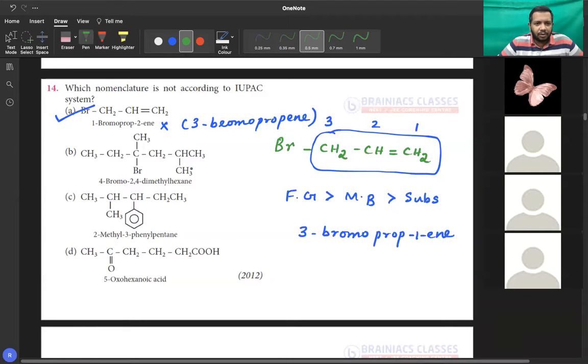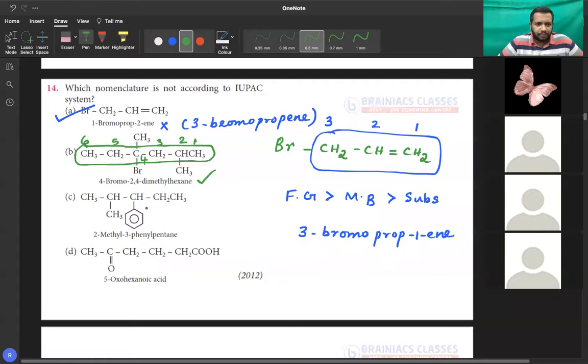In the next one, we know that the longest possible chain here is this one. Okay. Then while numbering, 2 will come here, the minimum number. So 1, 2, 3, then here you have 4, here 5, here 6. At the fourth position you have methyl and bromo, and at the second position you have methyl. Bromo will come first alphabetically. So 4-bromo. At the second and fourth positions you have methyl, so 2,4-dimethyl. The word root has 6 carbons, so hexane. So this is a correct way of numbering.